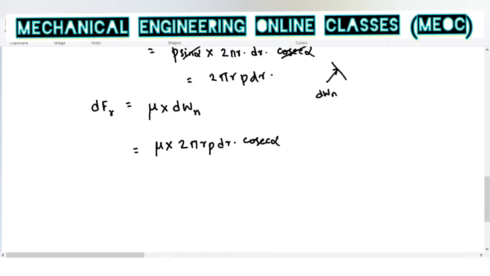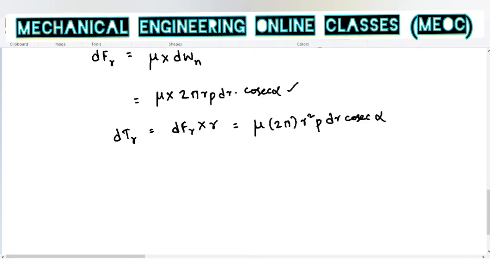Similarly, I can also write the frictional torque as dTr, which is dFr multiplied by r. So the whole above equation can be multiplied by r. It is mu into 2 pi into r square p dr cosecant alpha. Now we have to consider both the assumptions, uniform pressure theory and uniform wear theory, to find the total torque T.